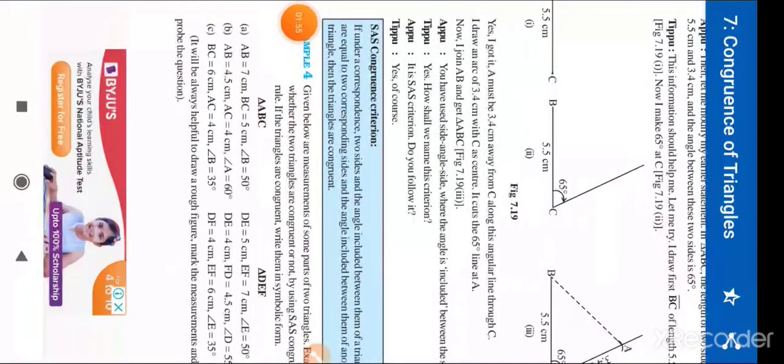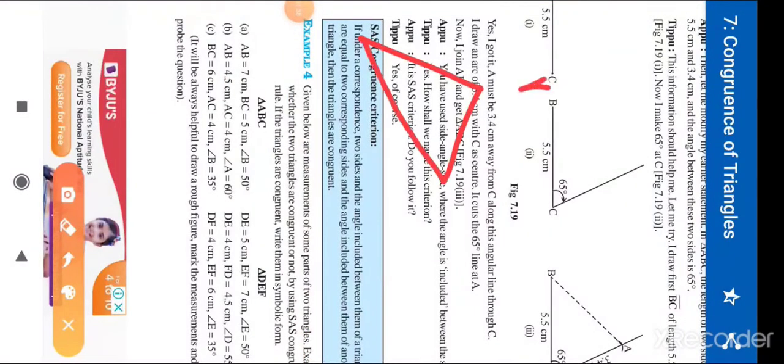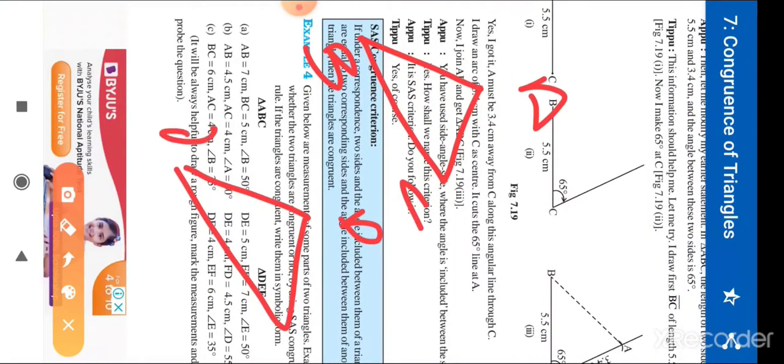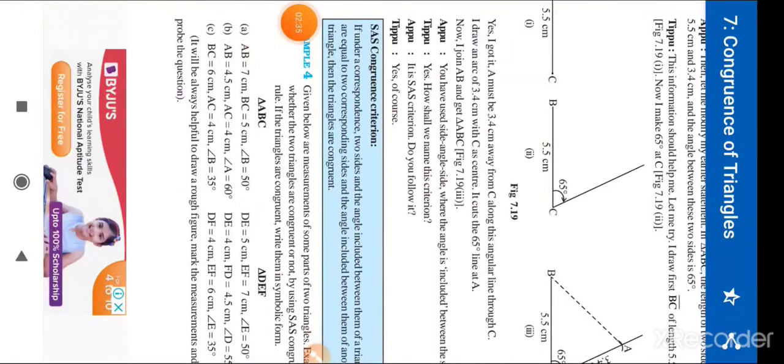Let us assume that we have two triangles. One is ABC and the second is PQR, and side AB of triangle ABC is equal to the side PQ of triangle PQR, and side AC of triangle ABC is equal to the side PR of triangle PQR, and the angle included between these two sides, it means angle A and angle P, are equal. Then we can say that these two triangles are congruent under the SAS congruency criteria.